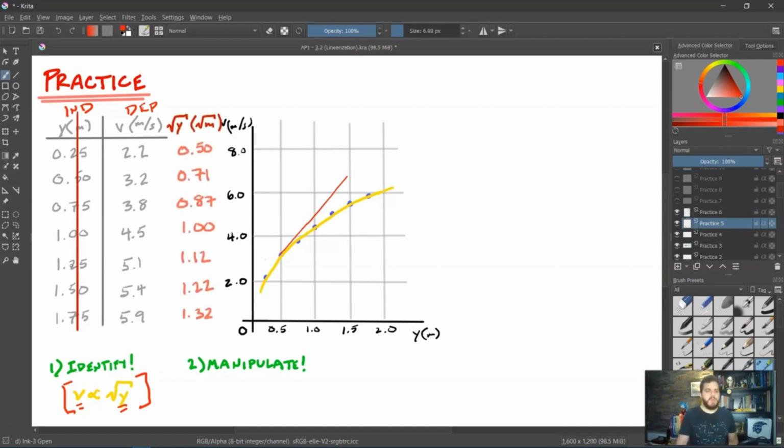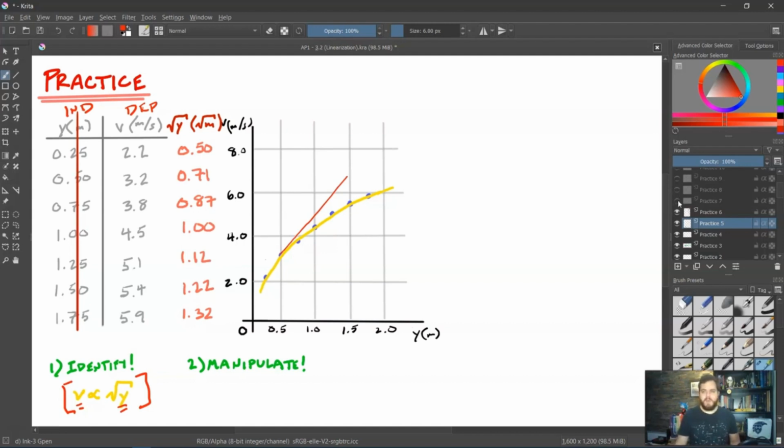So y I no longer care about. Instead, I'm going to do the square root of y, and therefore the unit is going to be the square root of meters. And I'm going to take all of these values, just plug them into my calculator, and figure out what the square roots of them are. So the square root of 0.25 is 0.5. The square root of 0.5 is 0.71. The square root of 0.75, 0.87, etc. And I'm going to leave v totally unchanged.